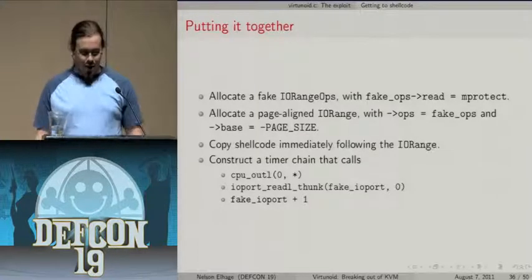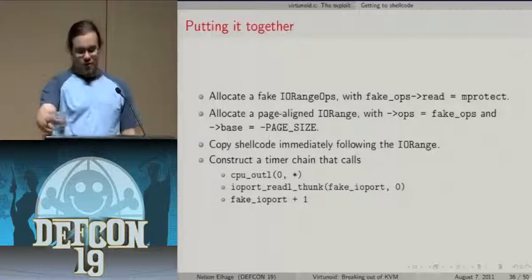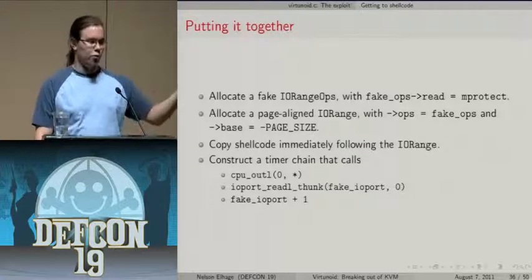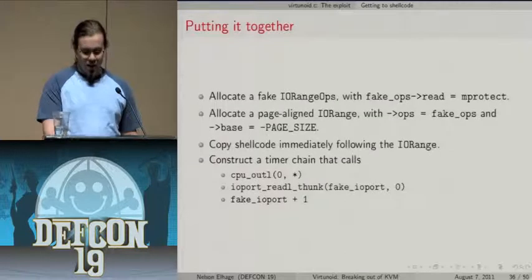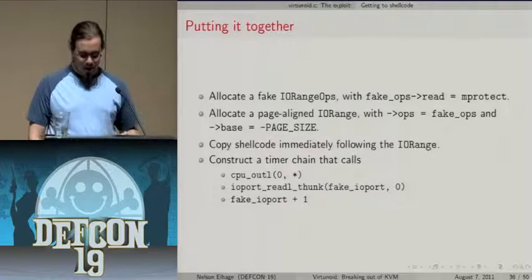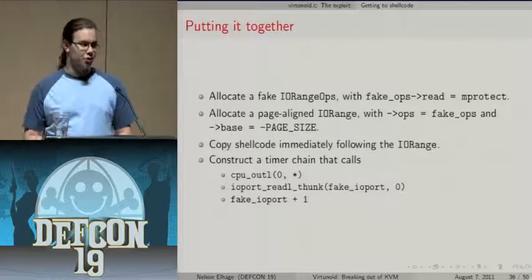And then we'll do this timer chain. We'll call cpu_outl to set the second argument register to 0, because that happens to be a value that makes ioport_read, ioport_write up here harmless. And then we do this ioport_readl_thunk, which through this hilarious chain of indirection will result in an mprotect. And then we'll just jump right into that fake IORange plus one, which is where we stuck our shellcode.